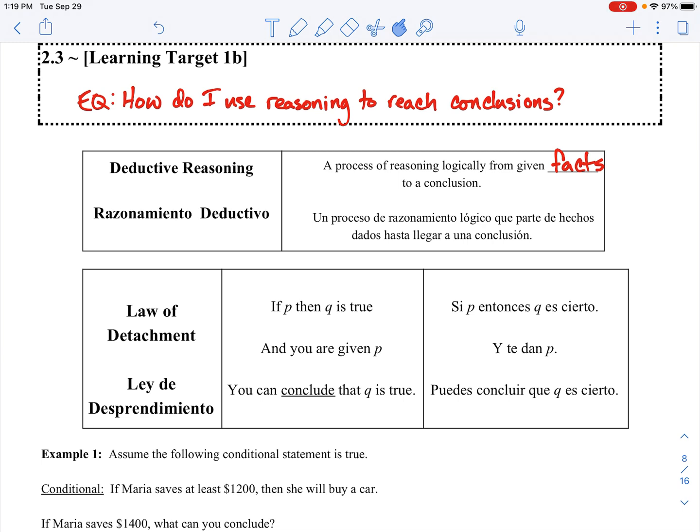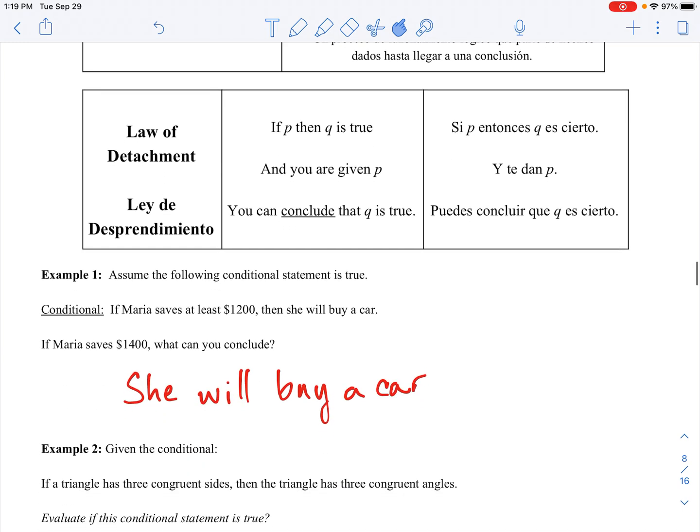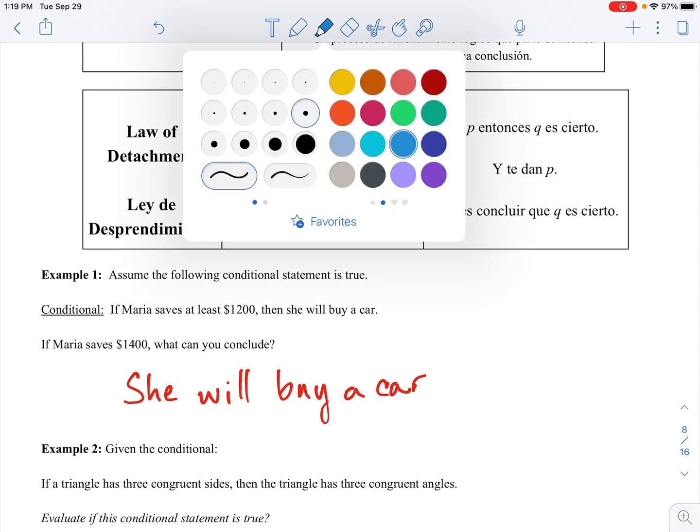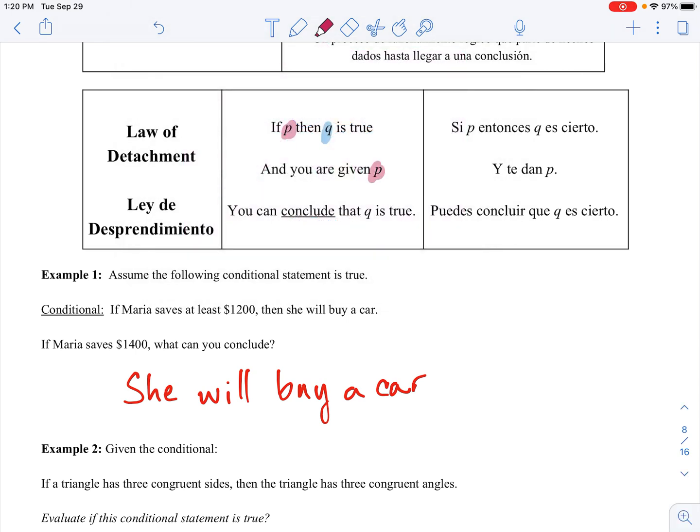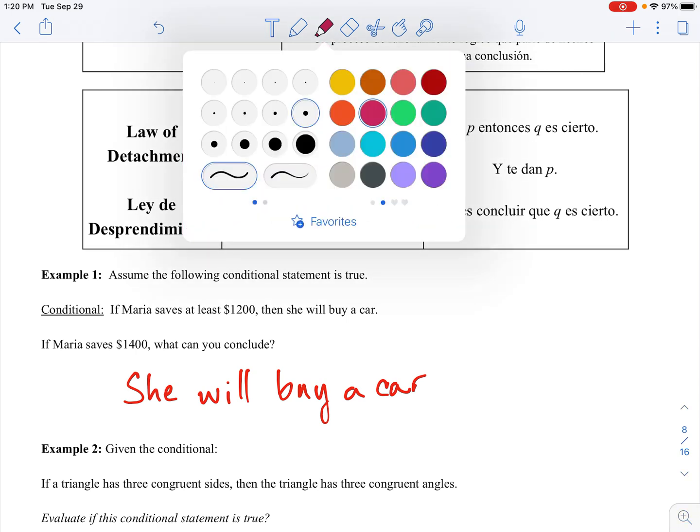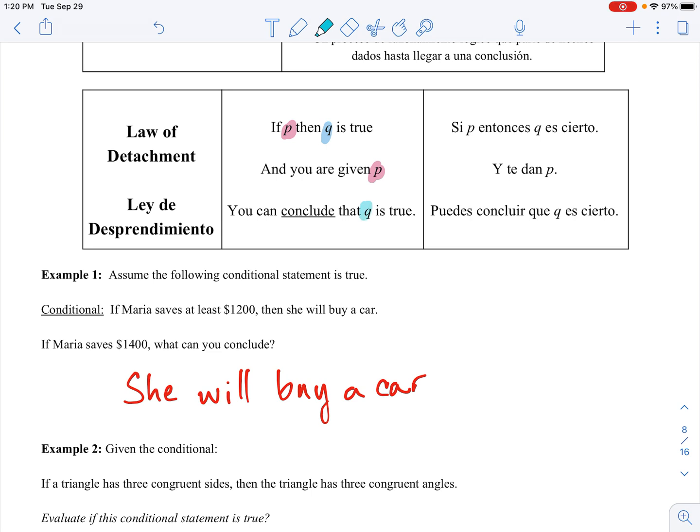a conclusion. We will often use the idea of the law of detachment, which means that if P then Q is true, and you are given P, you can conclude that Q is true. We will often simplify things just by using the letters P and Q. All right, so here we're saying if P then Q is true, and you are given P, so we are given P, then we can conclude that Q is true. All right, so let's try this out.